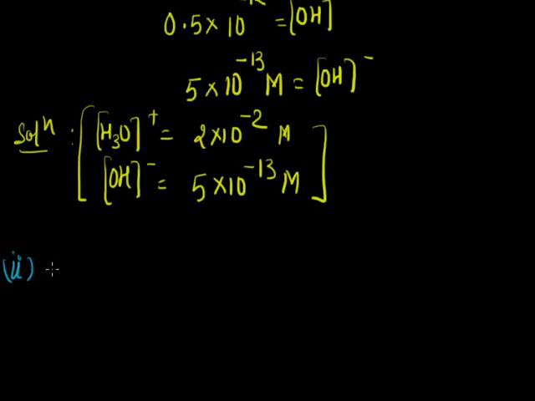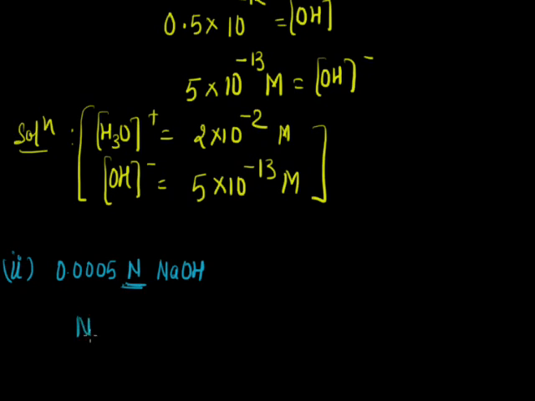Now we discuss the second question, that is the concentration of H plus and OH minus ion for the 0.005 N NaOH solution. Here the concentration is given in normality. First we have to convert the normality into molarity, because the H plus ion concentration is always given in moles per liter. So we have to change it into molarity.